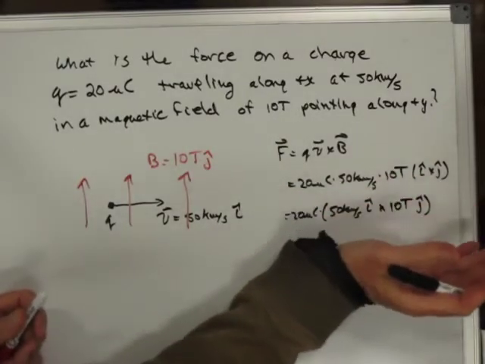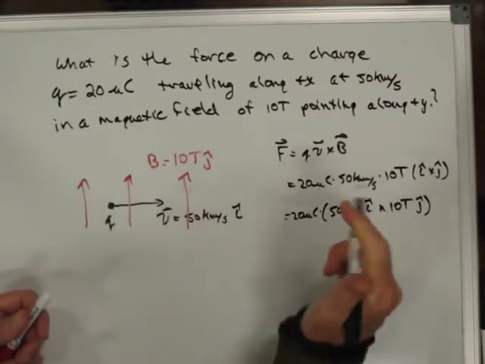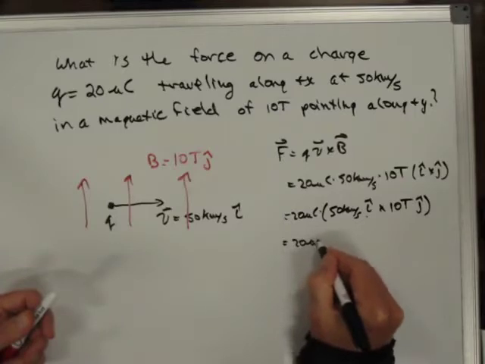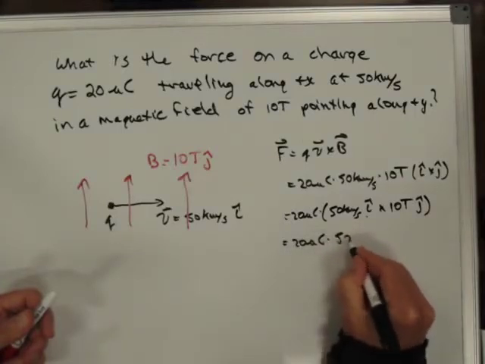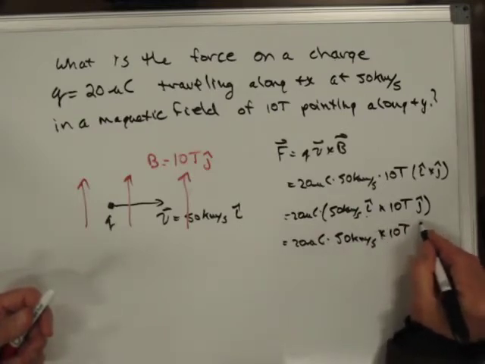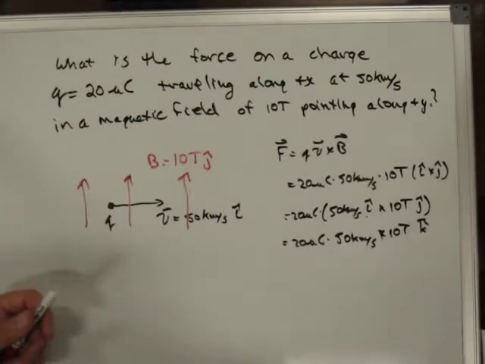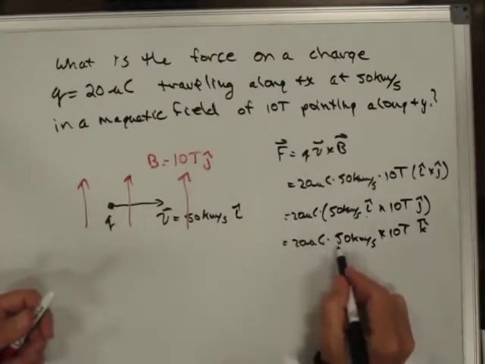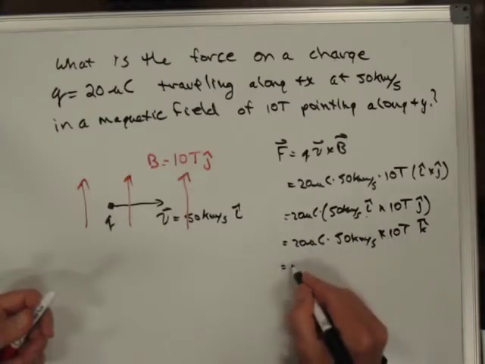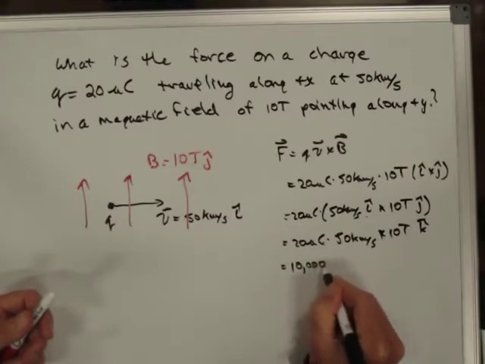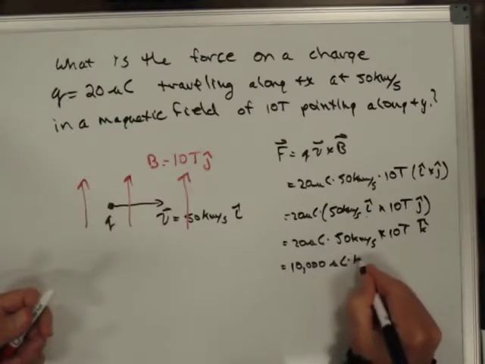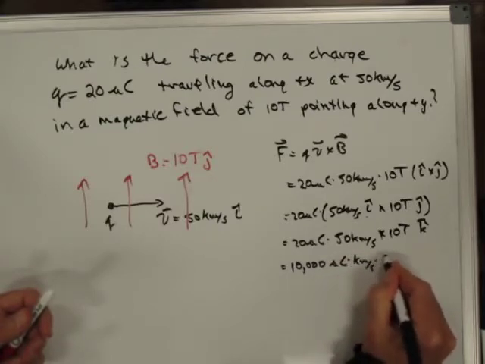And we can see if I put my arm along I hat, curl my fingers towards J hat, my thumb points up towards K hat, and so I hat cross J hat is K hat. And so we could say 20 microcoulombs times 50 kilometers per second times 10 Tesla K hat. And so 20 times 50 is 1,000, times 10 is 10,000, and so it's equal to 10,000 microcoulombs times kilometers per second times Tesla.